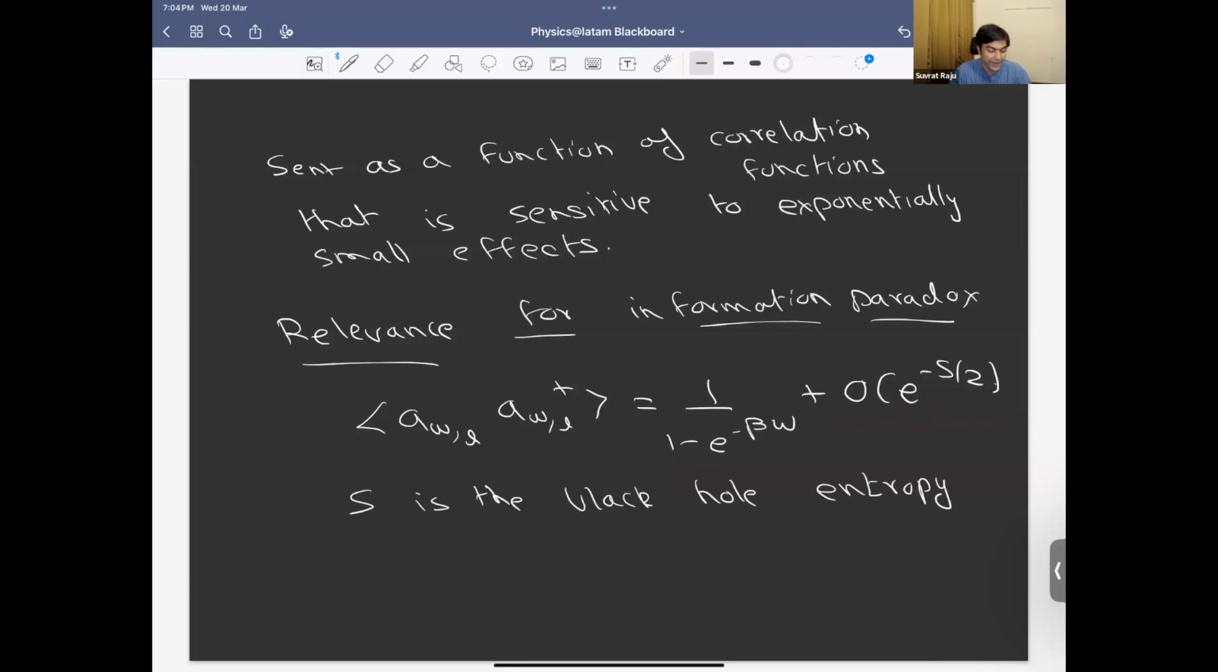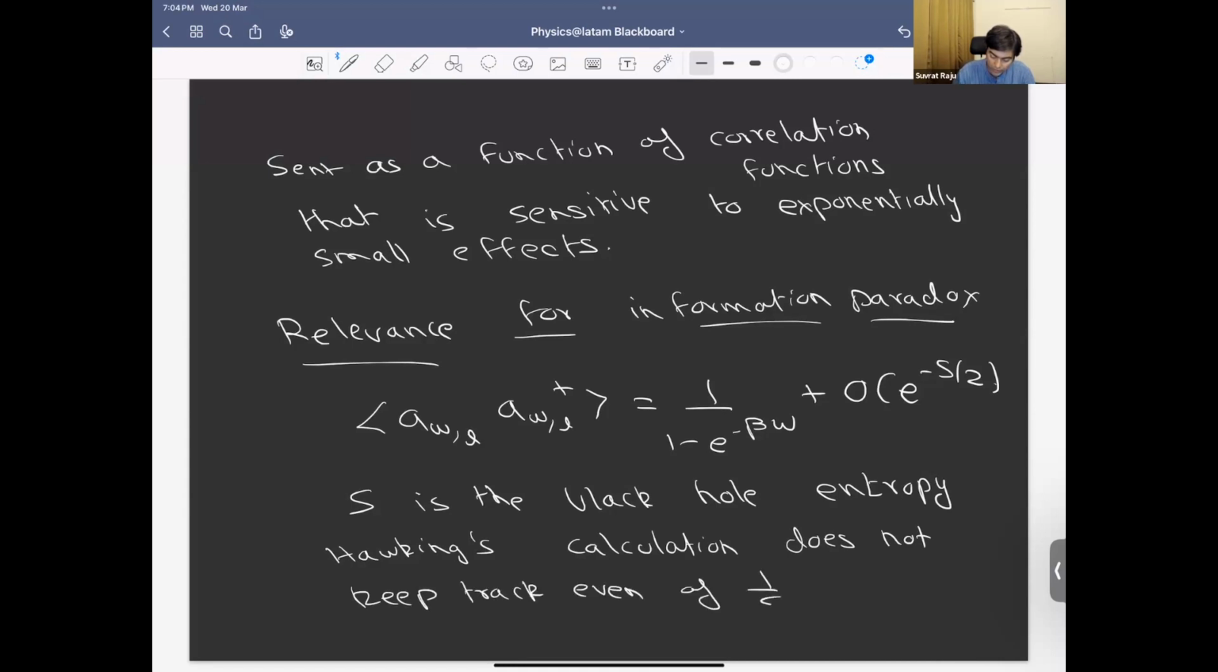And therefore, what we have done, or Hawking's calculation, does not keep track even of 1 over S corrections, or 1 over square root S corrections. Why doesn't it keep track?